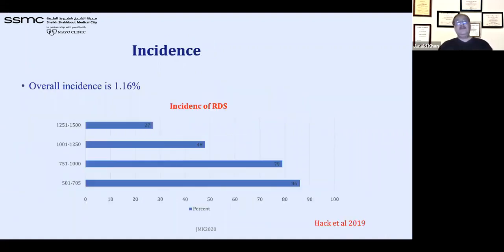The incidence, if you take it overall, because it includes the full-term babies also, is only 1.16. But in premature babies, especially extremely low birth weight babies, almost 90% of those babies have this, and up to 1,000 grams, up to 80%, and so on. And this is the data from Maureen Hackett last year. The reason, we all know, is a deficiency of surfactant.